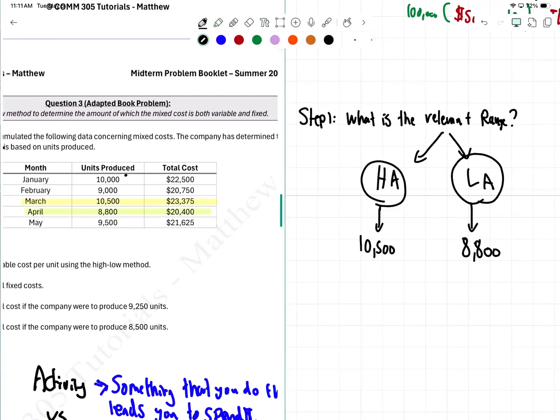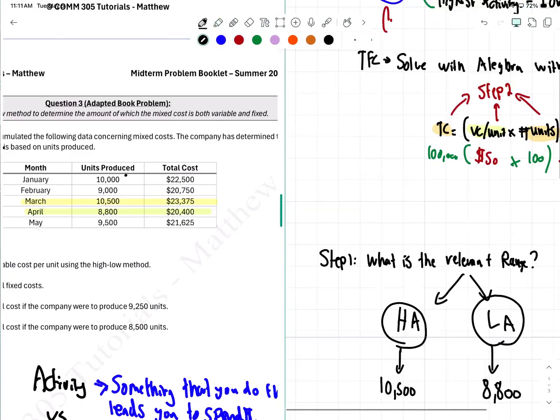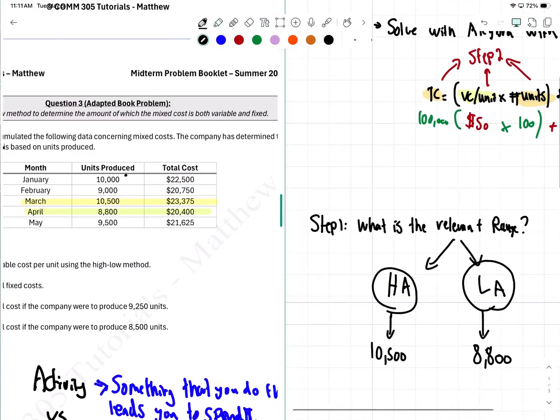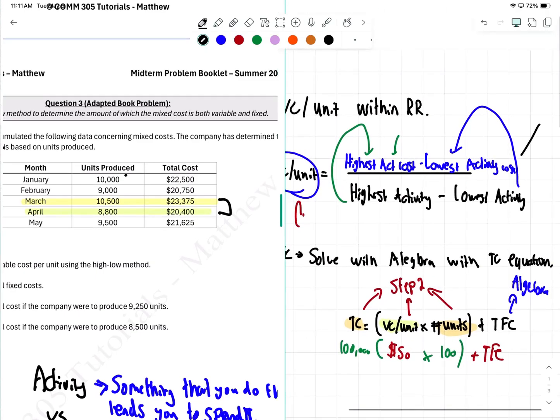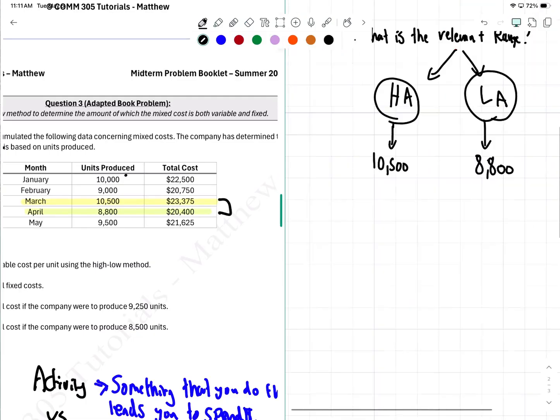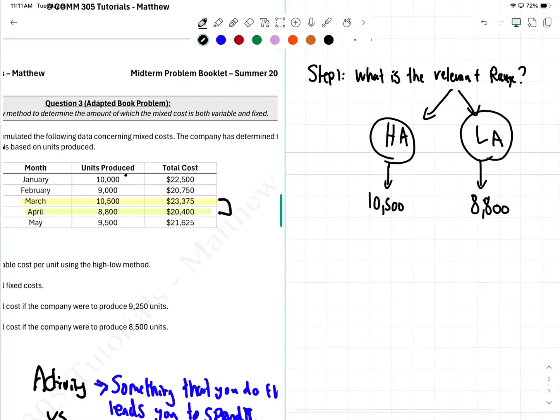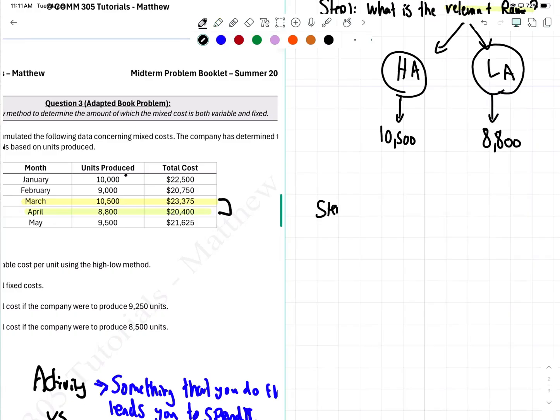Now, why is it important that you identify the relevant range? It's because once you know your highest and lowest activity, and then the cost that matches as well, you can then go run your equation nice and easy, which leads us to step 2. So step 1, identify the relevant range in the question, because that basically gives you the answer to the high-low method equation. Now, step 2 is solve for the high-low method.